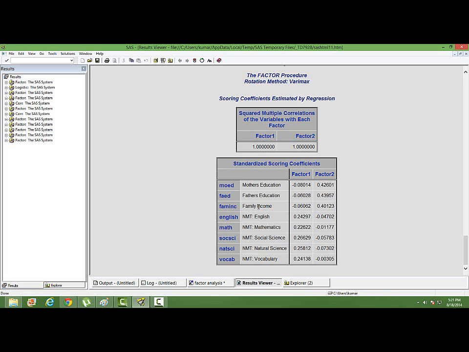The next factor is factor 2. It has 5 variables, right? English, mathematics, social science, natural science, and vocabulary. Well, we can call it academic, quantitative and verbal ability. We have clubbed them together. Of course, we can make it 2 separate factors. I tried with 3 factors. I was thinking maybe we can have a factor for quantitative scores and then verbal scores, but they have been clubbed together in factor 2. So we can call it verbal and quantitative ability of the student.